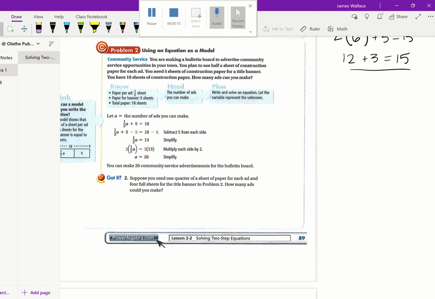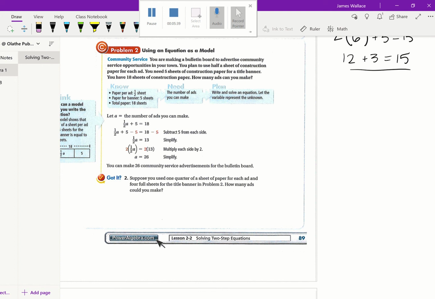Okay, so moving on, we have a word problem here. It's the same thing, just with a word problem. So it's this community service. You are making a bulletin board to advertise community service opportunities in your town. You plan to use half a sheet of construction paper for each ad. You need 5 sheets of construction paper for a title banner. You have 18 sheets of construction paper. How many ads can you make?